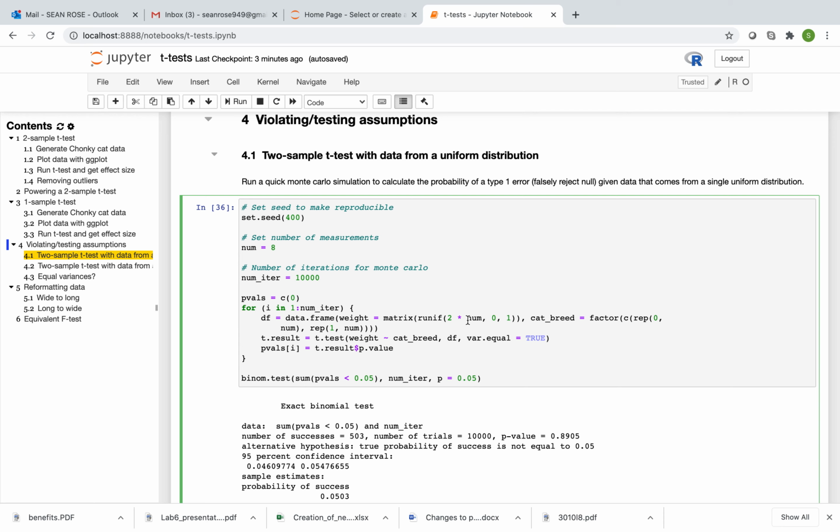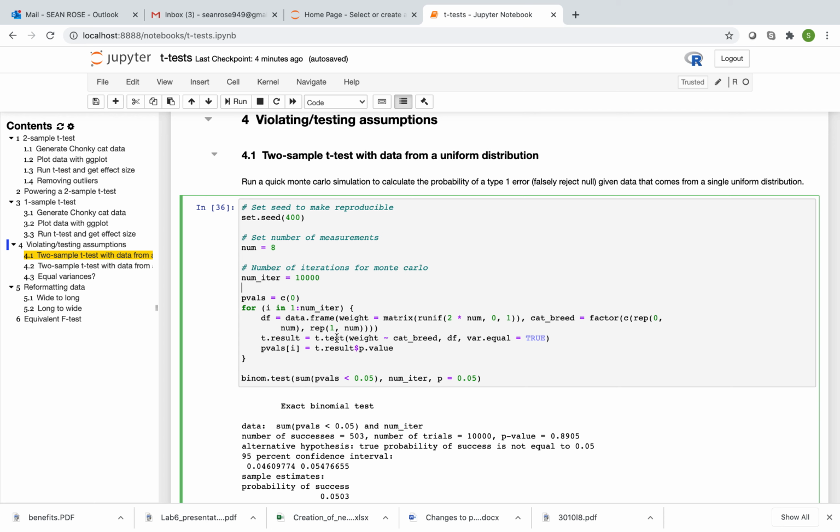So this is generating random data where I'm sampling a uniform distribution 16 times, 2 times 8 times, with the uniform distribution covering the interval 0 to 1, and then I'm just assigning those measurements to the 2 different cat breeds. The first 8 measurements I'm going to call cat breed 1, the second 8 measurements I'm going to call cat breed 2. I'm sampling the same uniform distribution for all of the measurements because I'm trying to look at type 1 errors here. So I'm going to actually assume the null hypothesis is true, i.e. I'm going to assume that all of the cats basically have weights that are sampled from the same uniform distribution.